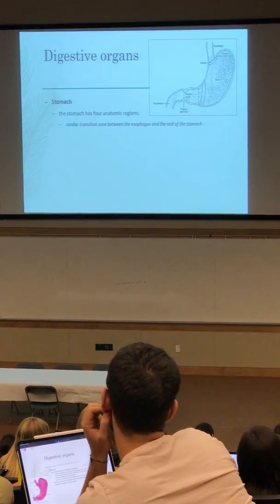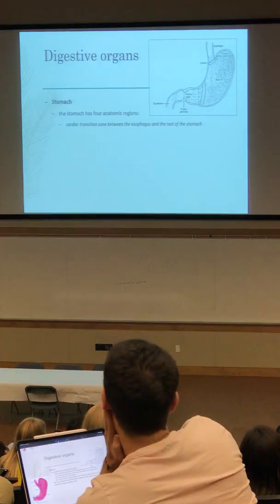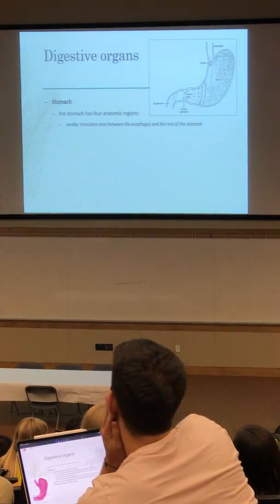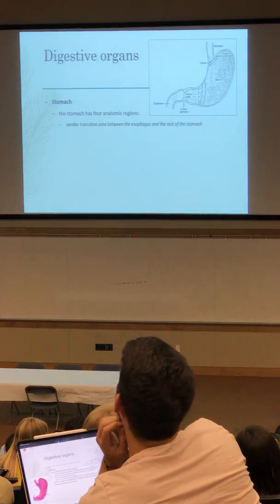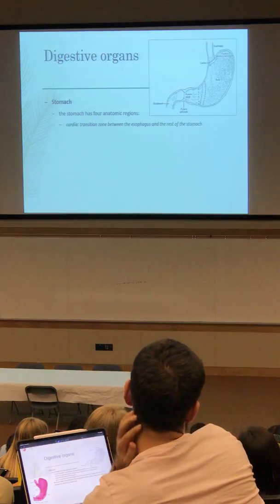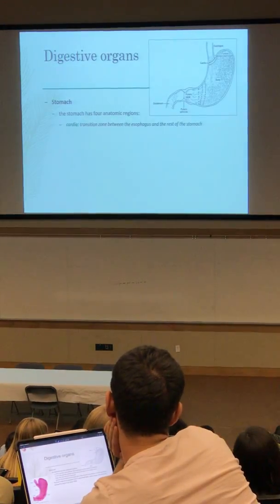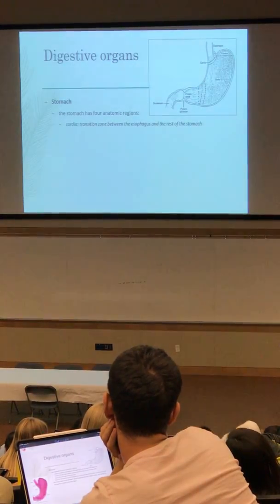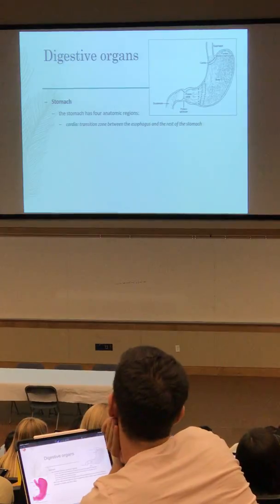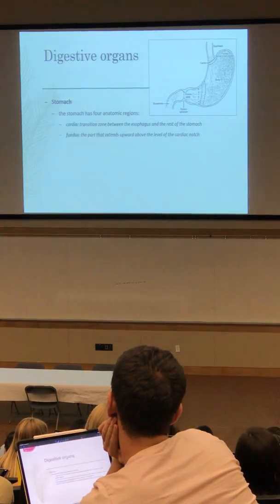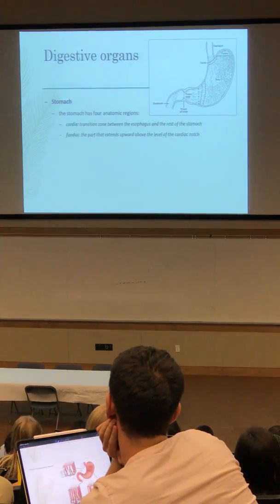So before we get to the fundus, this small area here is called the cardia. There we go with cardiac again, the heart of the stomach. I don't know why they call it that, but that's what it's called. It's just a little transition zone, where the esophagogastric junction opens into the cardia. And then we have the fundus, which is this part up here at the top.